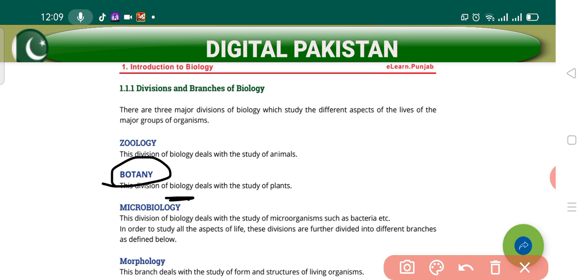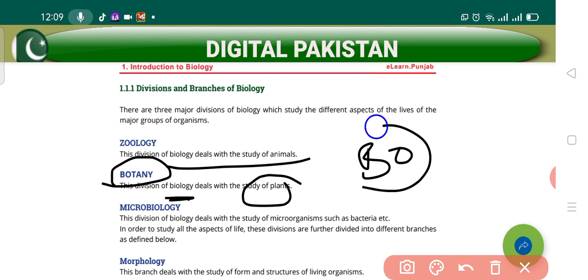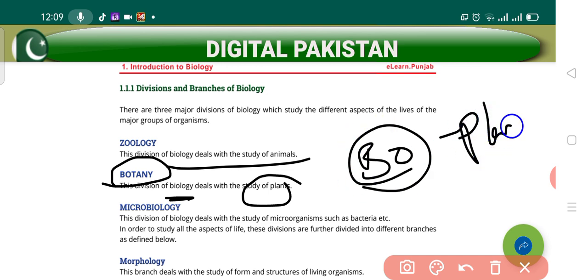Then we have botany. Botany is basically the study of plants. The term botany means plant. So the study of plants is known as botany.